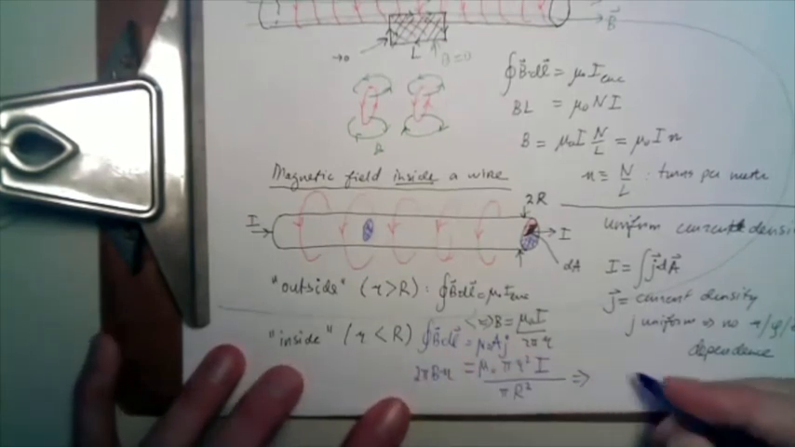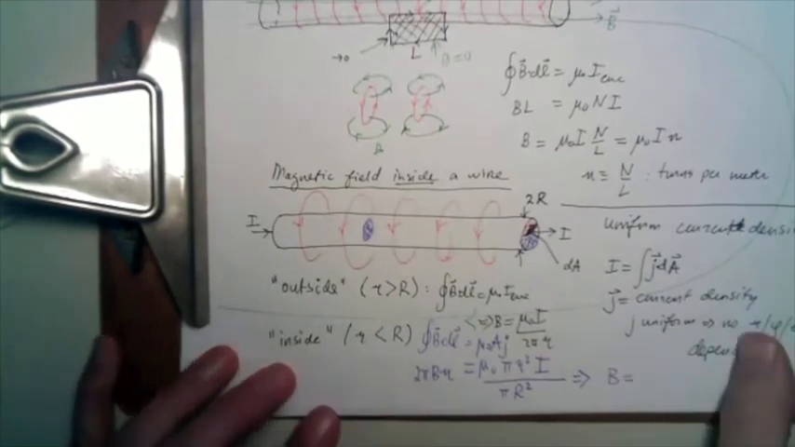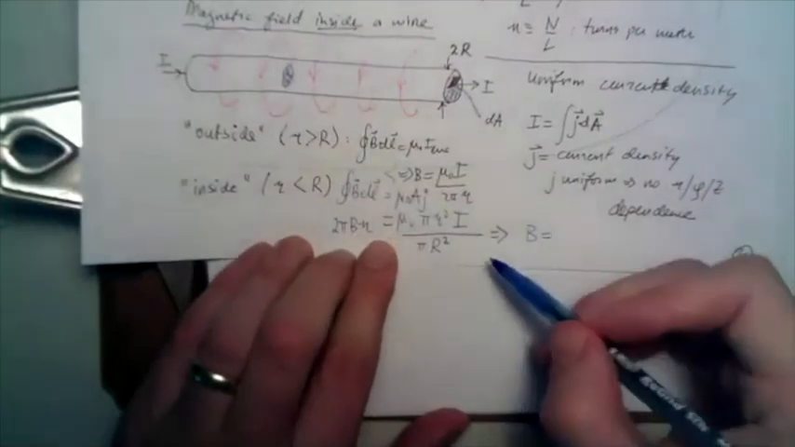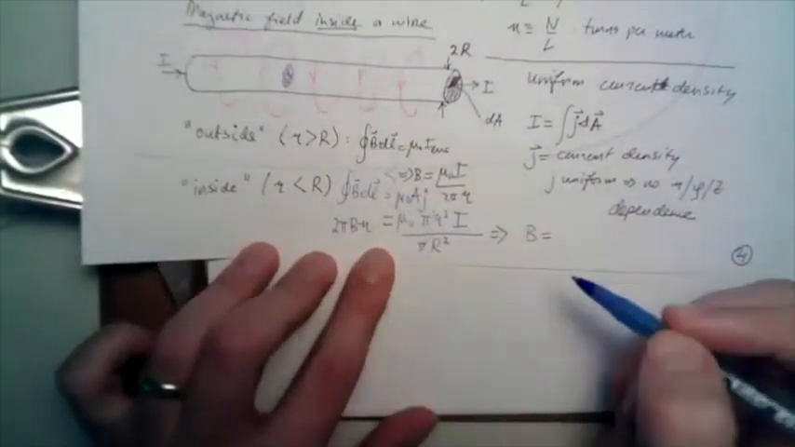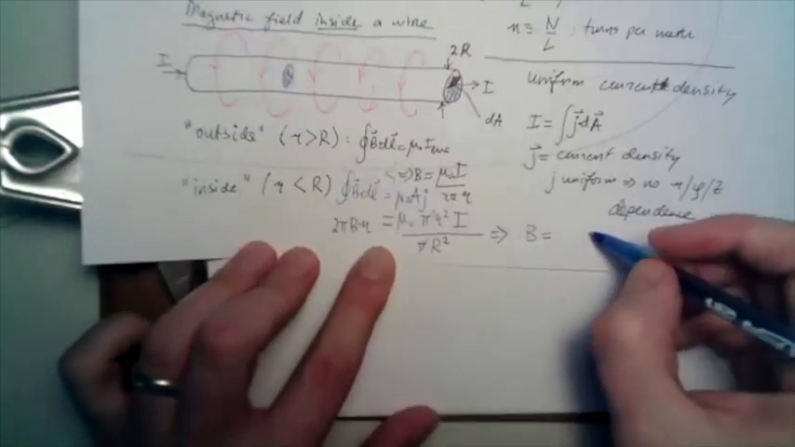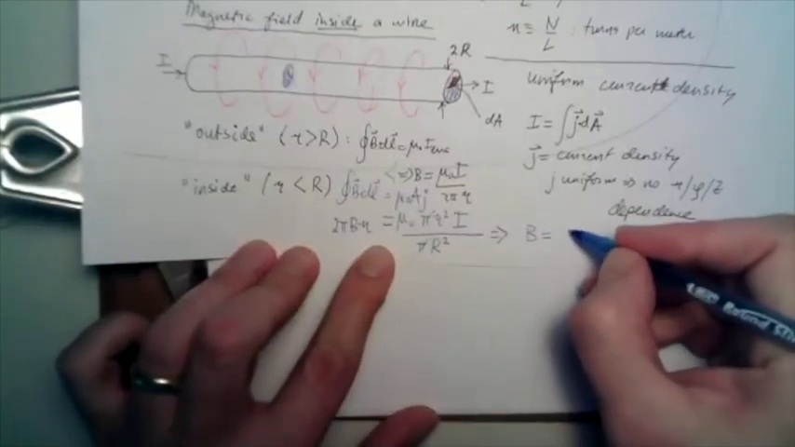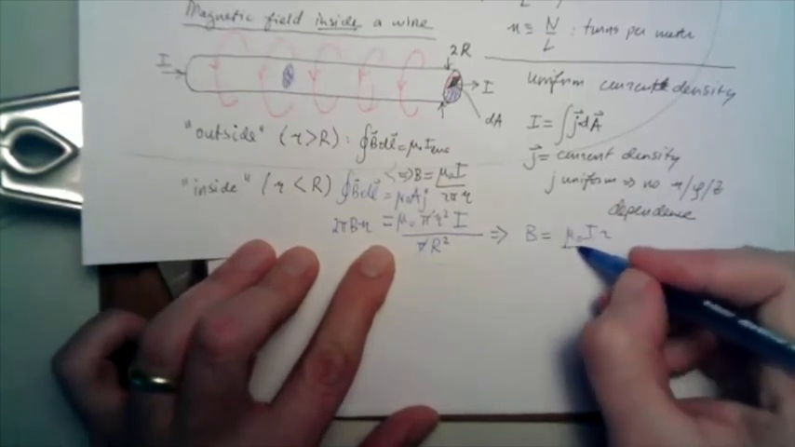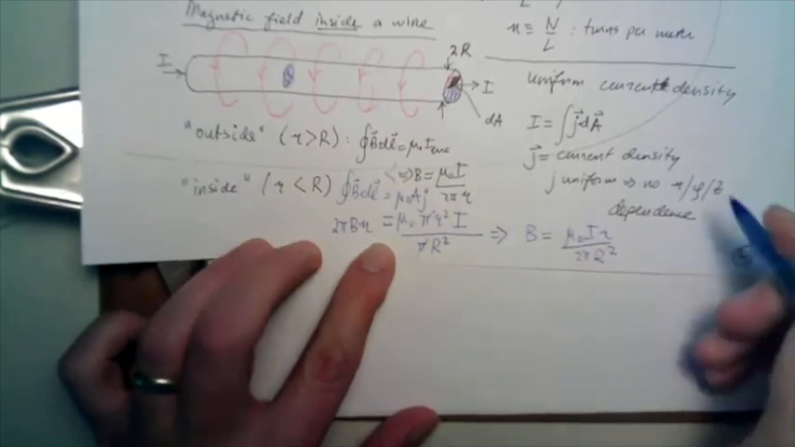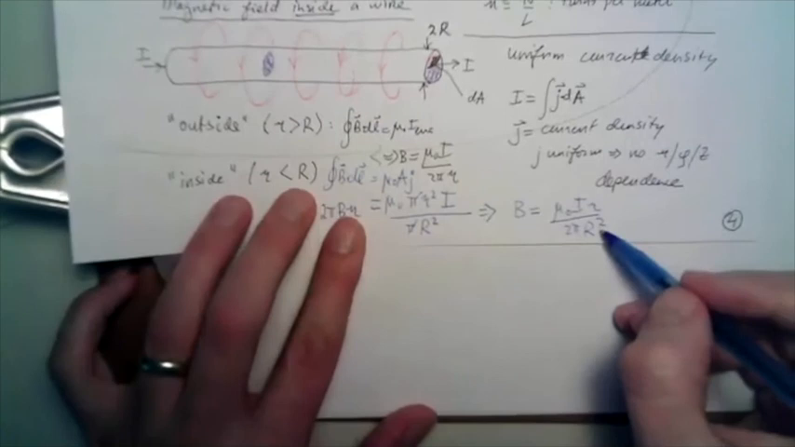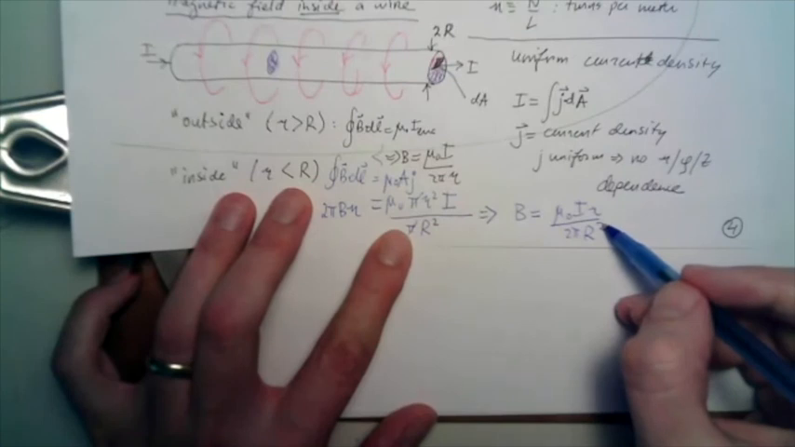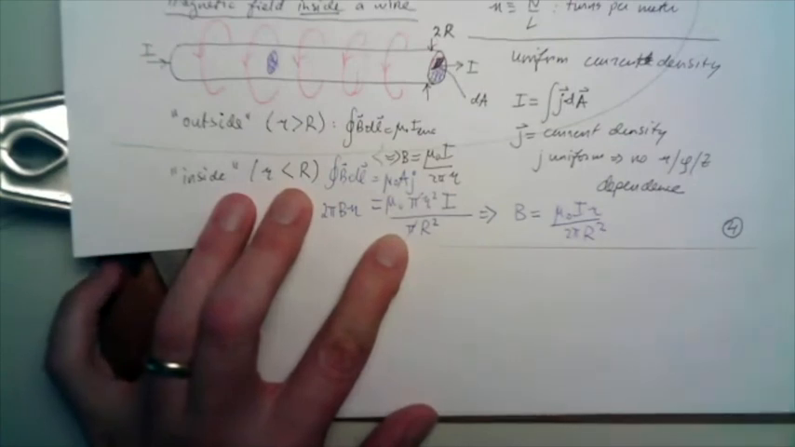All right. So we get a B field that is, let's see, so cancel this. And we get one r. So we have mu naught I r over 2 pi R squared. Okay, so I believe I did that right. R squared, pi r. Yep, I think I did that right.